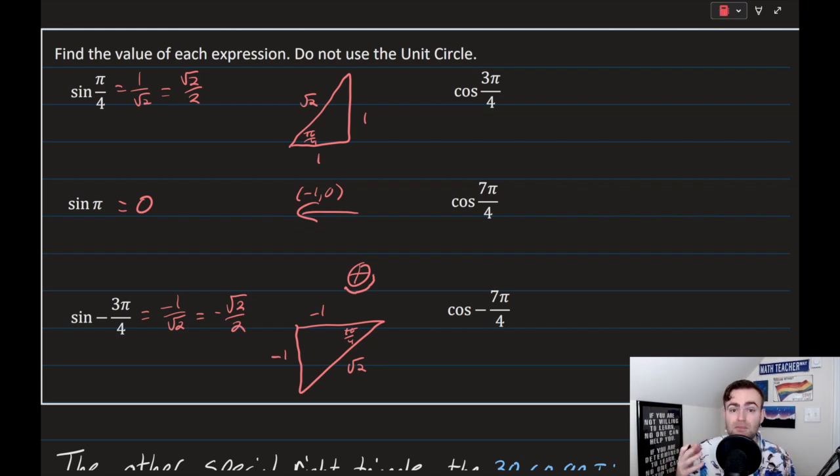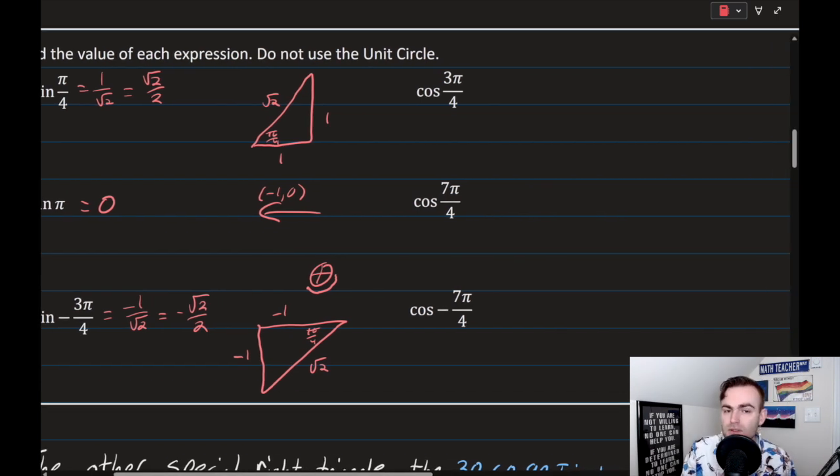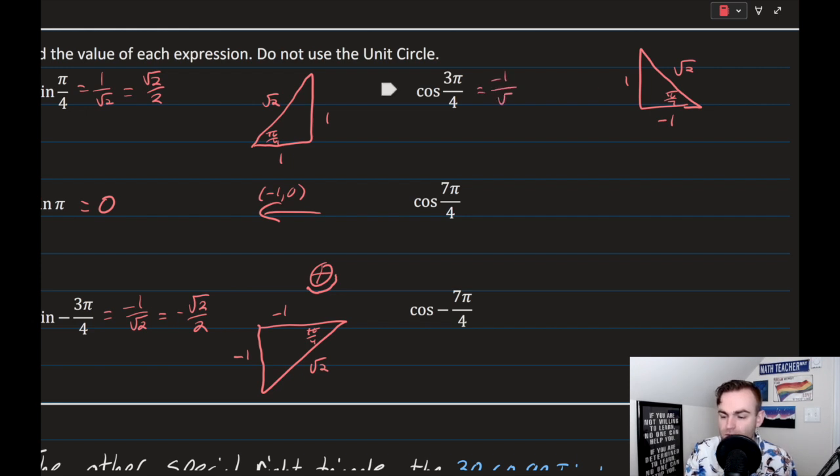So again, not relying on the unit circle. It's great, and it makes connections to so many different things possible, but we're not using it as a crutch, we're using it as a tool. Next, 3 pi over 4. I know that 3 pi over 4 is in quadrant 2, so my triangle is going to look like this. Pi over 4 is our reference angle. So we are going left 1, up 1, hypotenuse of root 2. Cosine is adjacent over hypotenuse, so that would be -1 over root 2, which becomes -√2 over 2.